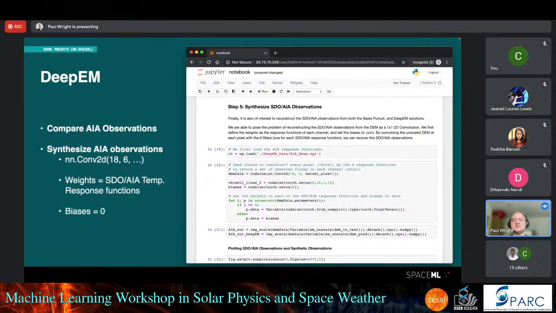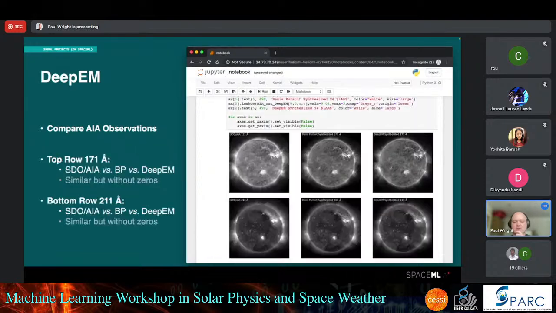To synthesize the AIA observations, a really neat way of doing this, and the reason I like this notebook so much, is that you can just pose it as a 2D convolution. If you set the weights of the convolution to the SDO temperature response functions and the biases to 0, you have a very computationally efficient way of generating AIA observations from that original matrix K.